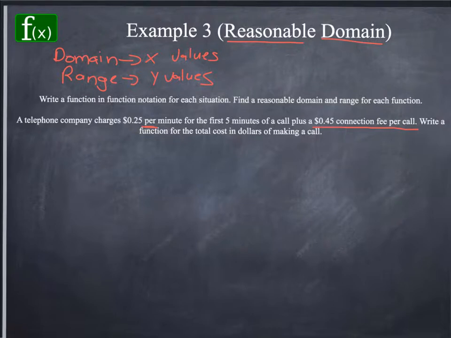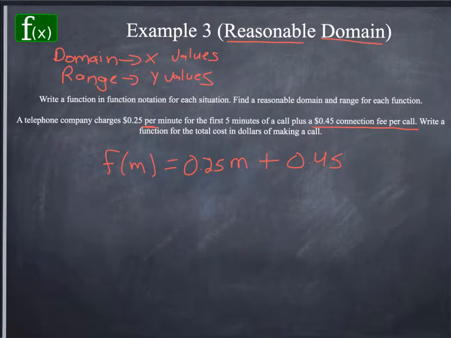So first we're going to write this in function notation. I'm going to write f of m equals, well, it's 25 cents per minute. So that means we'd have to multiply 25 cents, or 0.25, 25 hundredths, times the amount of minutes that we talk on the phone. And then plus just a 45-cent connection fee per call, right? And this is all stuff that we did last week.